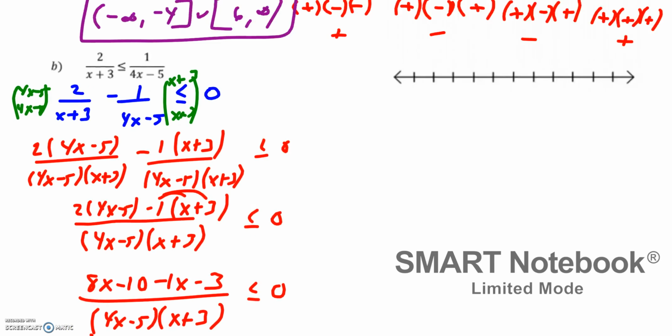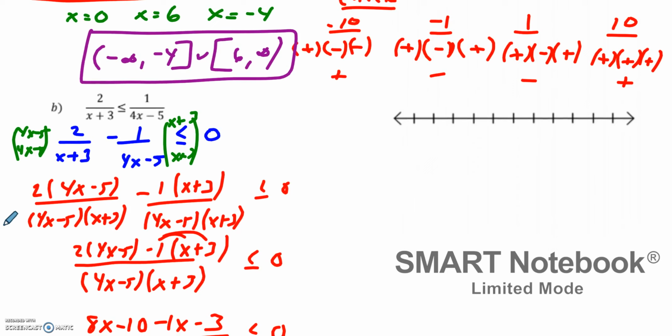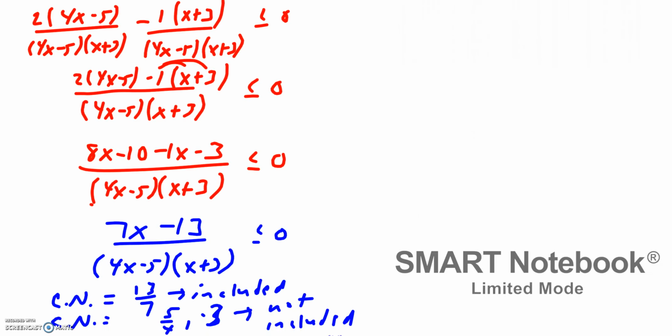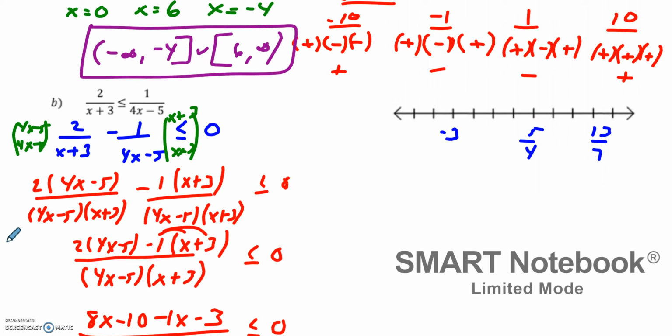So if I bring all this information back up to the number line, my critical numbers again were negative 3, 5/4, and 13/7. 13/7 is a little bit bigger than 5/4, so I put it higher. Let me just double check to see if I have all of them correct. Yes. So again, 13/7 was from the numerator, and because we had less than or equal to, this was included. But the 5/4 and the negative 3 are from the denominator, so they are not included because we cannot divide by 0.